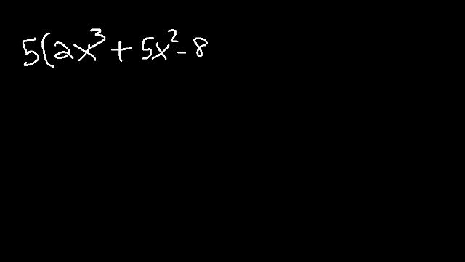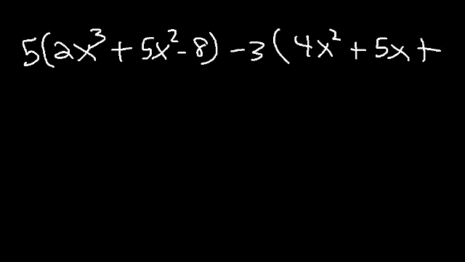So let's try another example. 5 times 2x cubed plus 5x squared minus 8, minus 3 times 4x squared plus 5x plus 9. Go ahead, distribute, and then combine like terms.